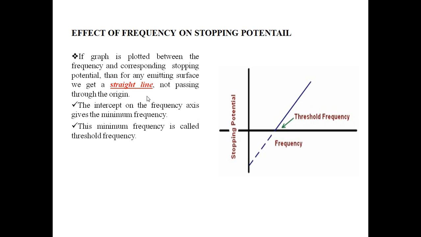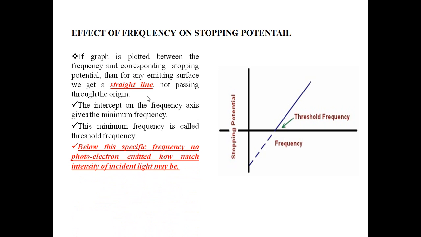This minimum frequency is called the threshold frequency, and below this specific frequency no photoelectrons are emitted, no matter how high the intensity of light. Even if we increase the intensity more and more, if we cannot achieve this specific frequency, then the photoelectric effect will not occur. This threshold frequency is always required and is the necessary condition for the photoelectric effect to occur.